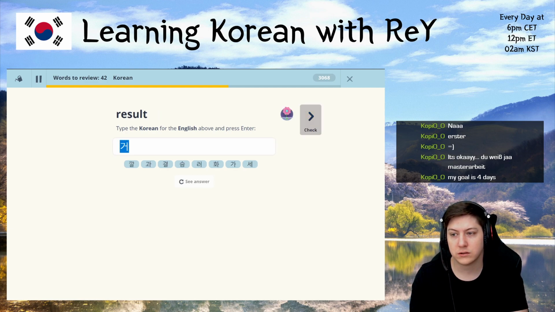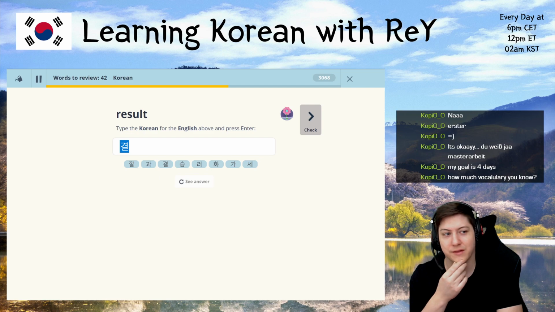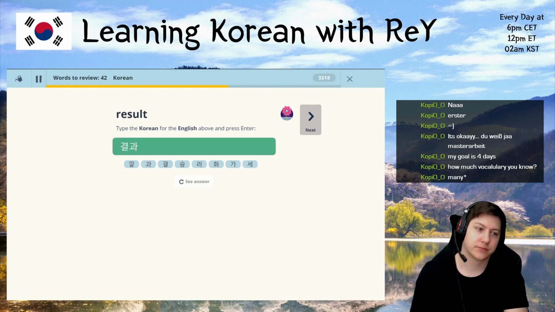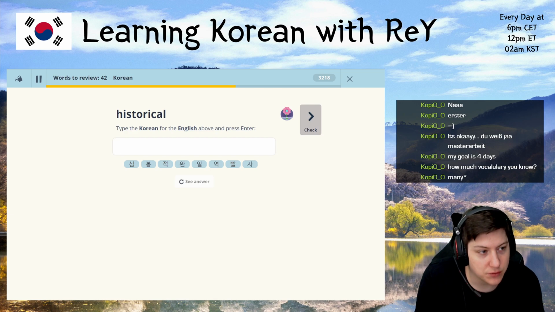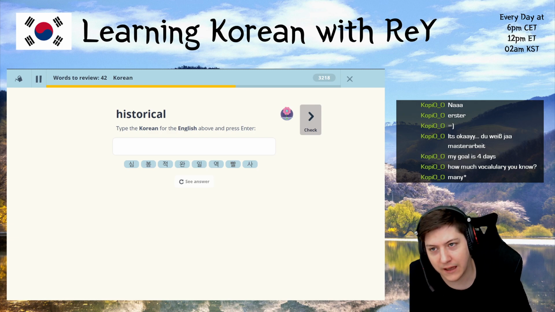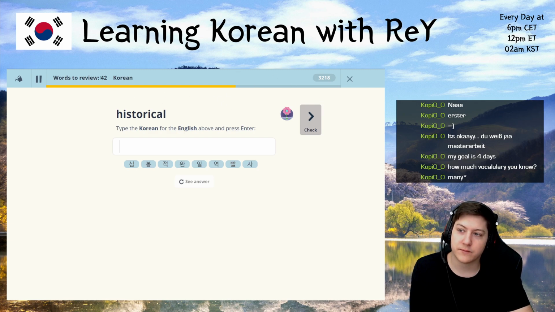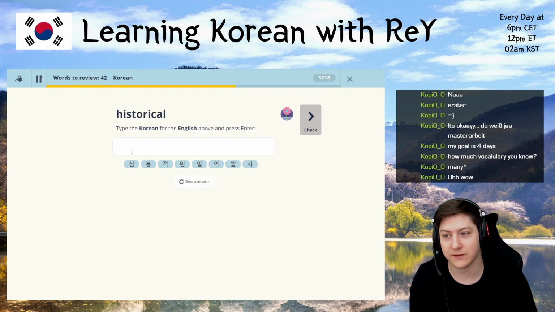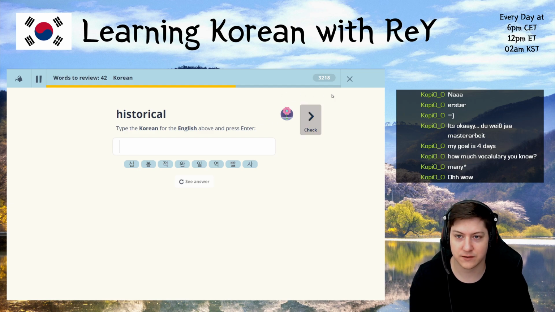Result. 결과. How many vocabulary do you know? I know around 1k words right now. After this session is over, so you see the orange bar here, if the whole bar is complete, 42, I guess like 10 more words or so, then we'll see the exact number. It's shown there. But let me finish this first, and then we have it.